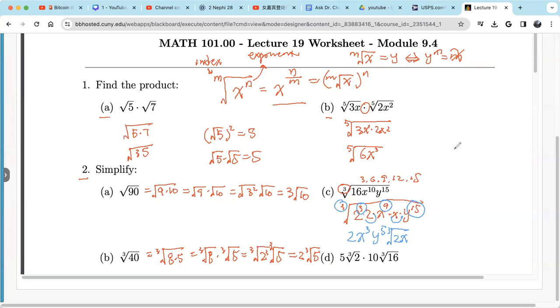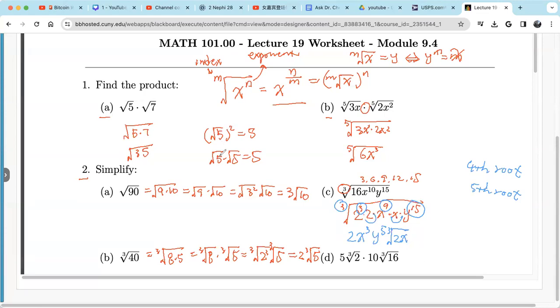Square root, cubic root, it depends on the index. If the index is 2, it's called square root. If the index is 3, it's called cubic root. If the index is 4, it's called fourth root. If the index is 5, it's called fifth root, and so on and so forth. Okay, so C simplifies to 2x cubed y raised to 5, then cubic root of 2x.